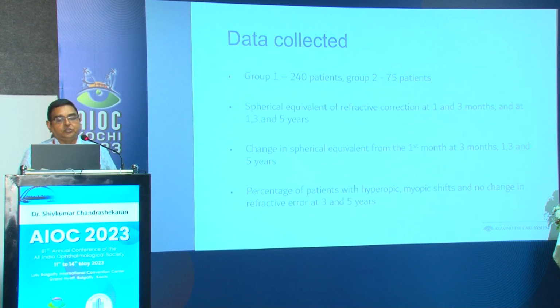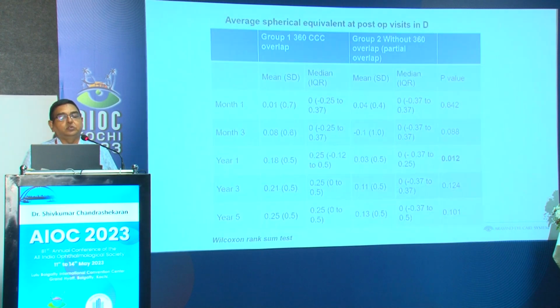The spherical equivalent of the refractive correction at the 1st and 3rd months and the first, 3rd, and 5th years were taken, and the change in the spherical equivalent at each of these intervals from the first month was noted, and the percentage of patients with a hyperopic, myopic shift or no shift was taken.